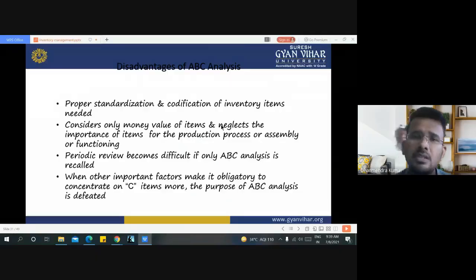This is the overall summary of the ABC analysis, in which we have seen the definition of ABC analysis, always better control, various steps used in ABC analysis, and the disadvantages and advantages of ABC analysis.